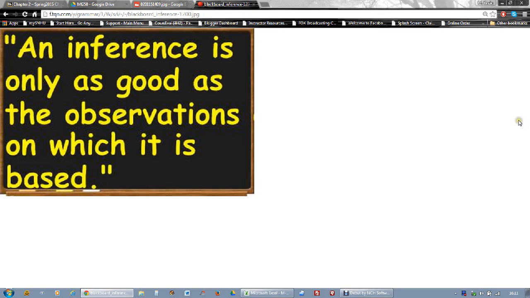An inference is only as good as the observations on which it is based. Great, so what is an inference? An inference is using clues to make an assumption about something else.